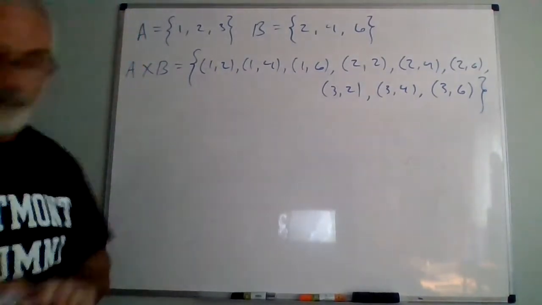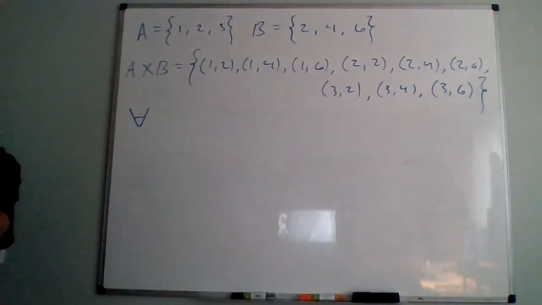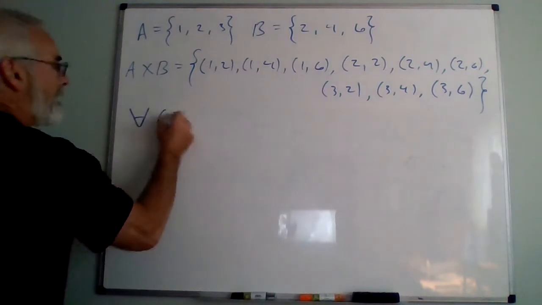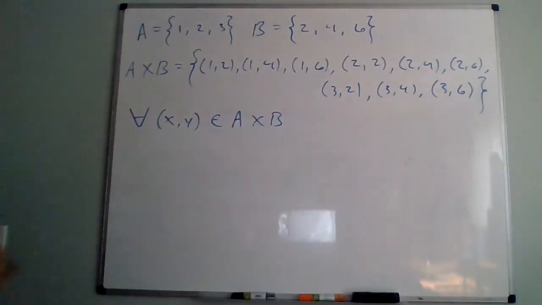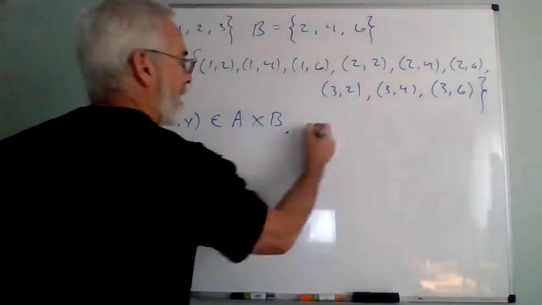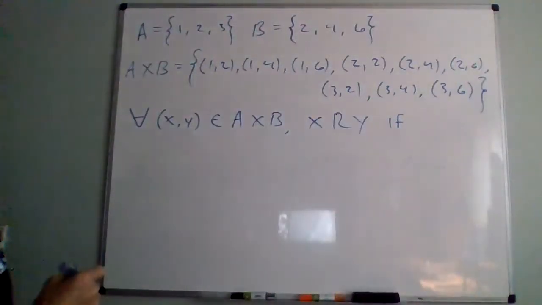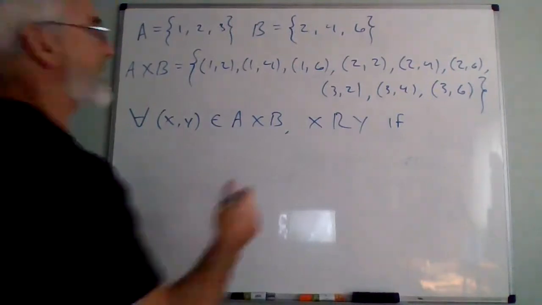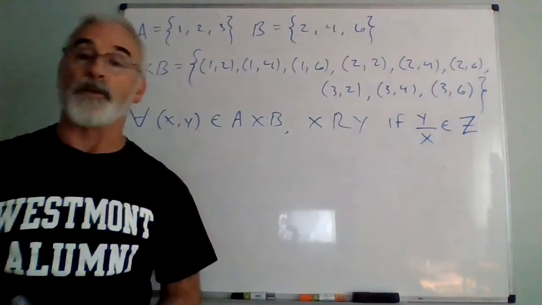We'll say, and I want to get used to the notation, for all, we introduced this symbol last day, for all xy in A cross B. So in English, for every ordered pair in the Cartesian product, X will be related to Y if, now let's make up something really simple, how about if Y over X is an element of the integers.